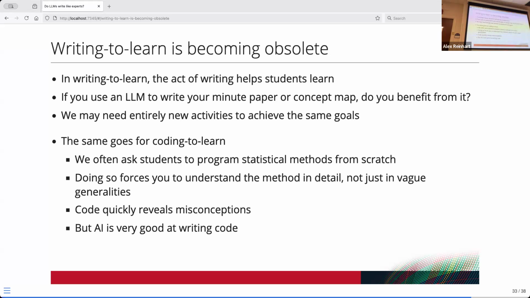So you may make people write the code for a bootstrap and they take their vague, contradictory ideas and turn it into an actual implemented bootstrap. So you quickly reveal your misconceptions. Your idea didn't work, you can tell. But AI is very good at writing code. So what happens to these coding to learn activities, just like the writing to learn activities, when you say, write me a bootstrap, and it writes you a bootstrap? It defeats the purpose of the activity. And so we need something else that serves that same role. Unless we're giving up and saying you don't need to know how bootstrapping works because ChatGPT will do it for you. But then, why do you need a degree?